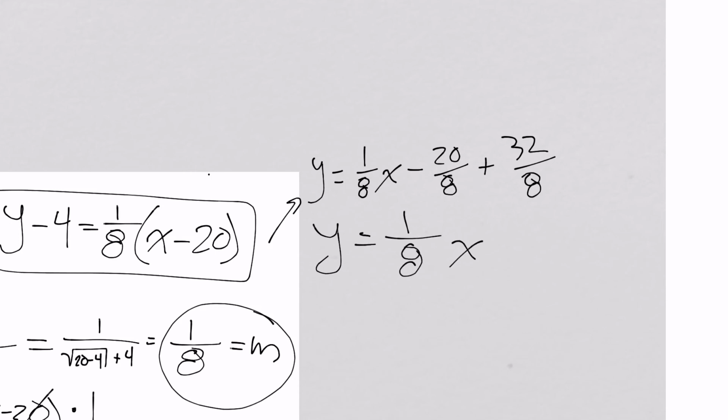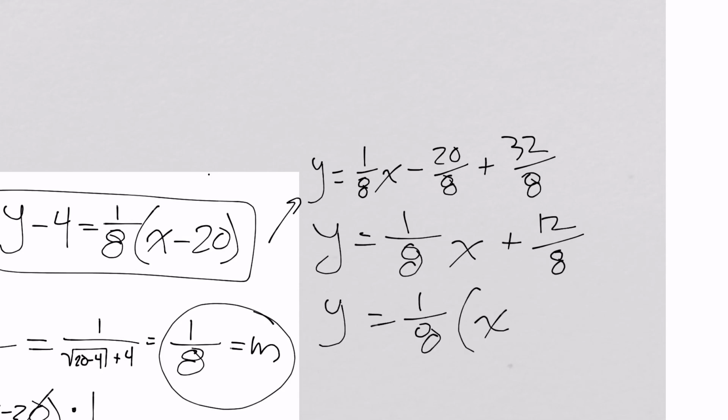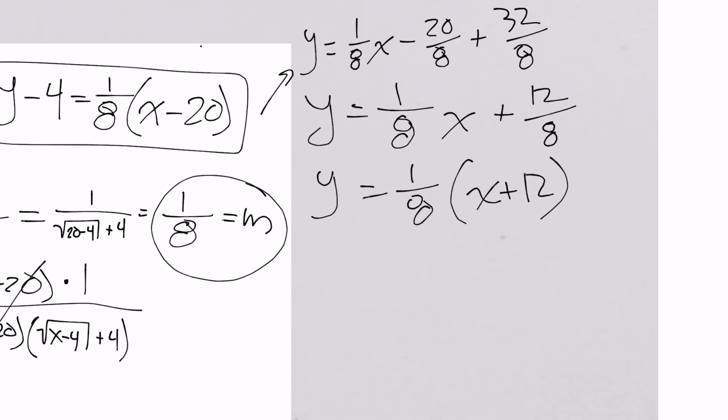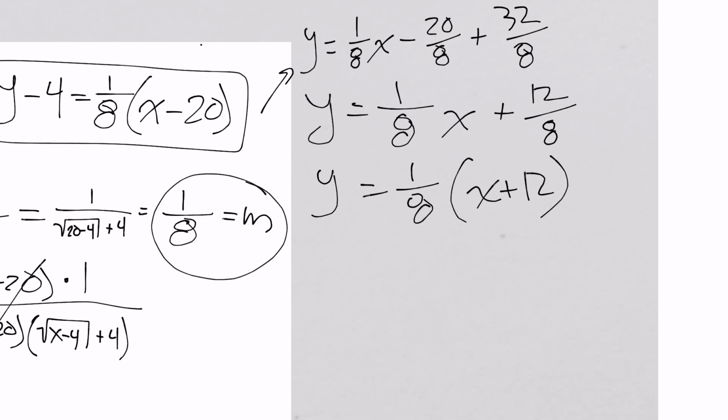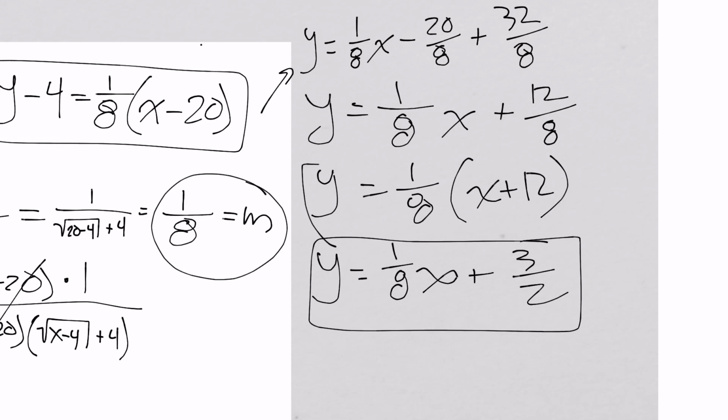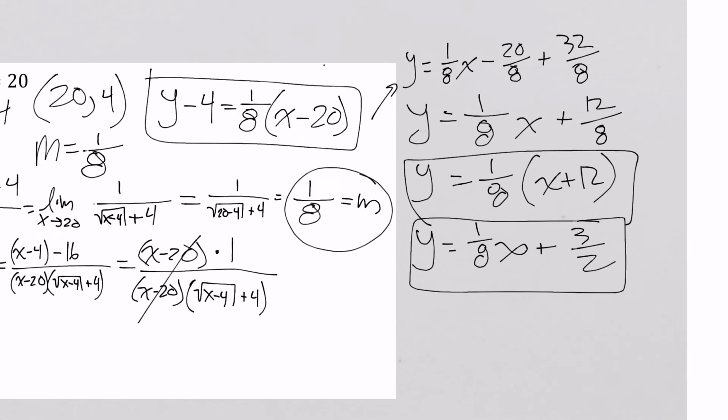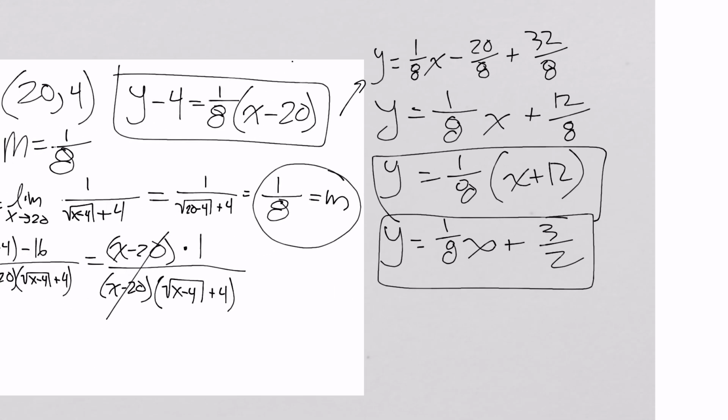So 1/8 x minus 20 plus 32 is a plus 12/8. So if you're fancy, you could say y equals 1/8 times x plus 12, which is nice because then you know your x-intercept is at negative 12. Or you could say y equals 1/8 x plus 12/8, which is the same as 3/2. Divide both of those by 4, so plus 3/2. All of these are totally 100% acceptable. But again, unless it asked you to, I would stop at point-slope form.